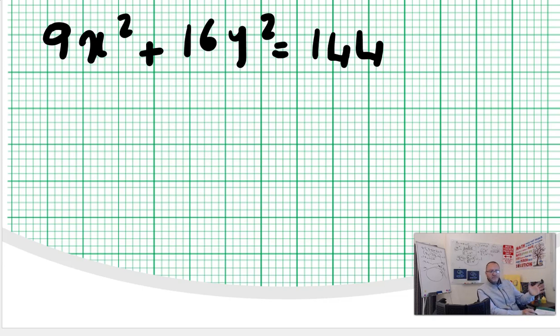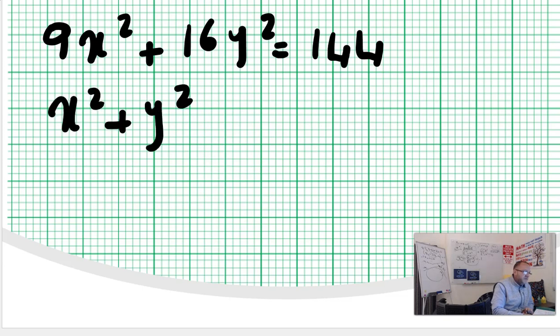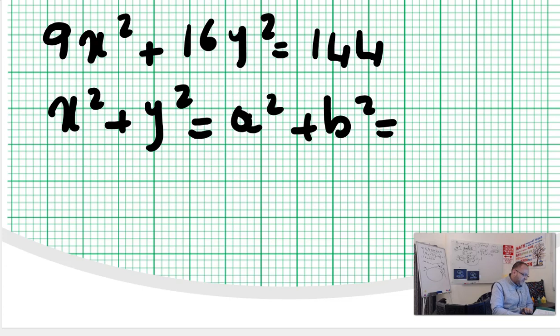If you're studying director circles, parametric functions, polar, if you're in calculus, if you're in advanced, you need to know this. The equation of the director circle will be x squared plus y squared equals r squared. R squared in this situation is a squared plus b squared. Where is a and where is b? So let's find out where a is and where b is.